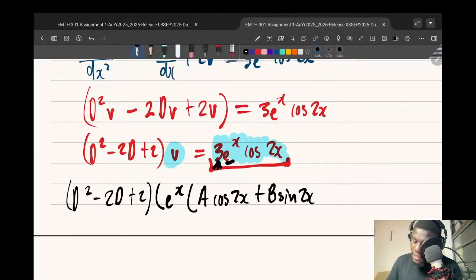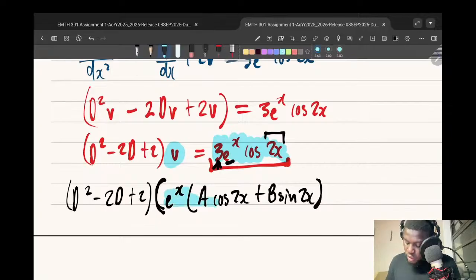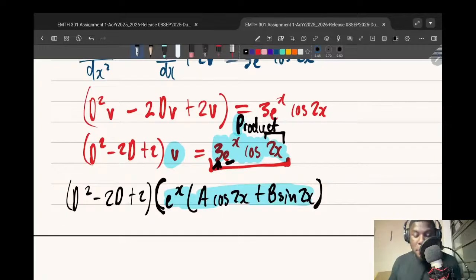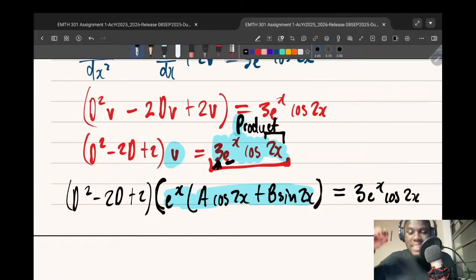You bring back this 2x here, but it will be now in both cos and sine. Remember, this guy inside here, e to the x multiplying this, is what we bring when we have a product on this side. Oh, so that's what they actually meant by replacing v. Yeah. And the right-hand side will never change: 3e to the x cos 2x. But we have replaced v. That's the main job.